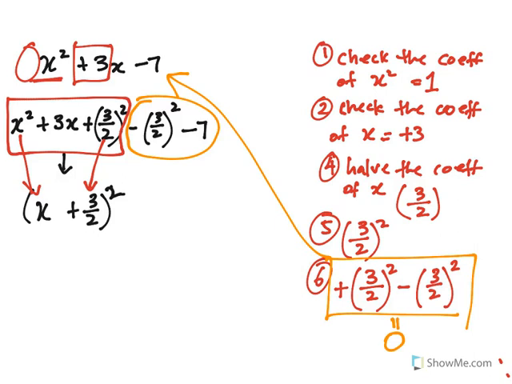So for the next one, over here, key it into your calculator and you should be getting about negative 9.25, if I'm not wrong. And you are done. You've completed the square. So that's how you complete the square.